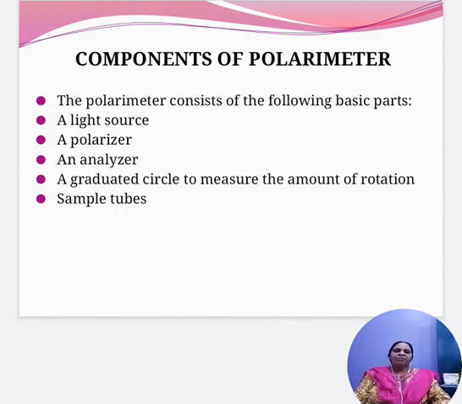The components of a polarimeter. The polarimeter consists of the following basic parts: a light source, a polarizer, an analyzer, a graduated circle to measure the amount of rotation, and the sample tubes. So these are the basic components: a light source, a polarizer, then we have the sample tube, then we have the graduated analyzer and the graduated circle to measure the amount of rotation.